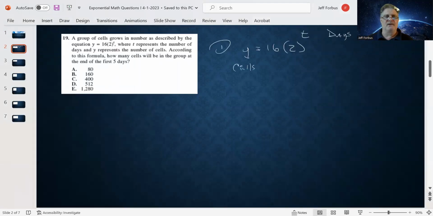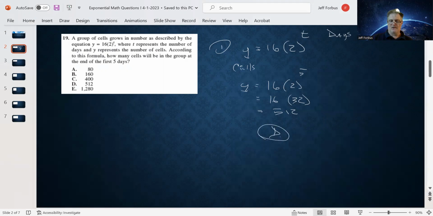According to the formula, how many cells will be in a group at the end of 5 days? Well, just take your formula and substitute 5 into t. Now, 2 raised to the 5th power becomes 32. So 32 times 16. When you multiply those two together, you get 512. So over 5 days, you're going to see 512 cells. Answer choice D. Next question.